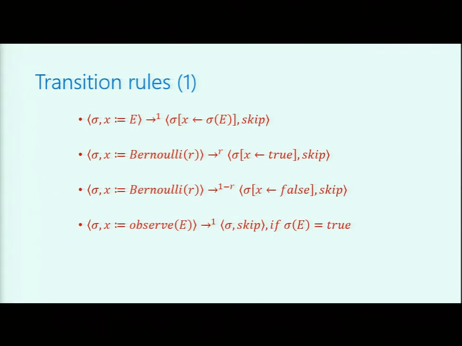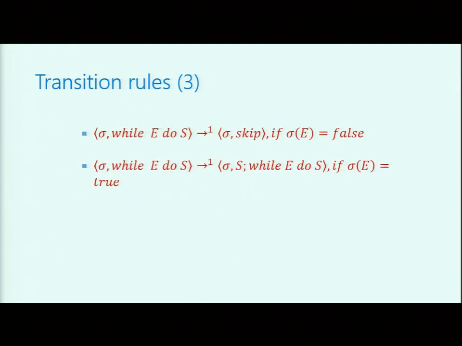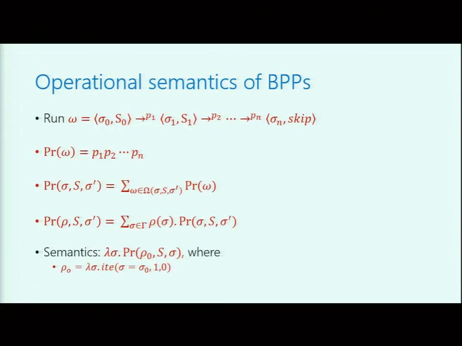And then let's look at one more where I have x equals observe e. If I start in a state sigma and execute the statement x equals observe e, then with probability 1 I go to the same state sigma if sigma of e equals true, right? And so on and so forth. So I probably won't go through all of this, but you get the idea. So essentially the operational semantics is given as this transition system, and then it gets more complicated for other rules.